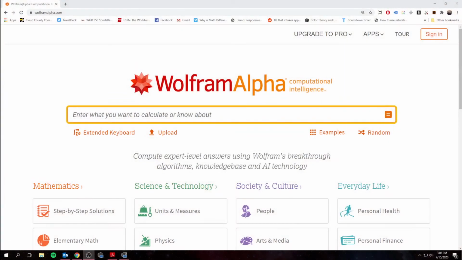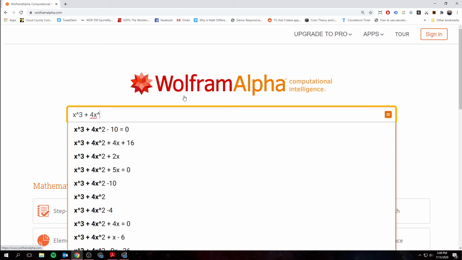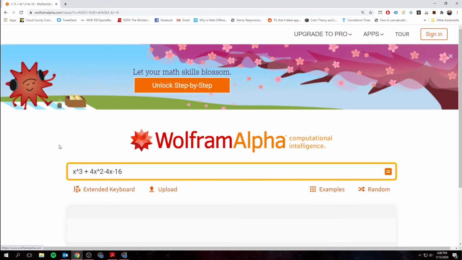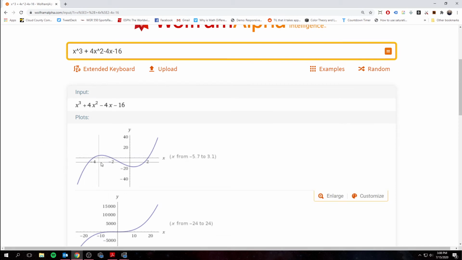Pull it up here. All right, so we've got x to the 3, plus 4x to the 2 minus 4x minus 16. And what we can do is we can actually go ahead and just hit enter. Let's see what happens. Okay, so here's the input. Here's actually the graph that they give you.